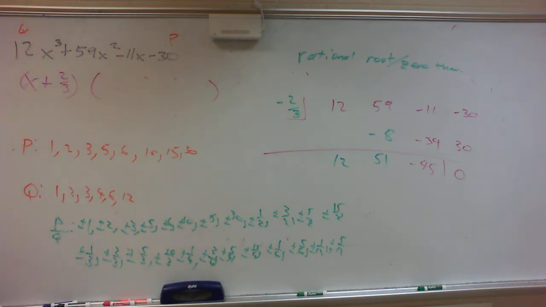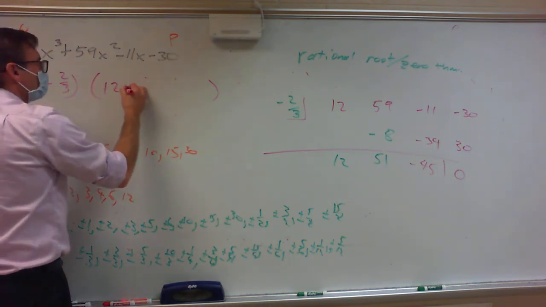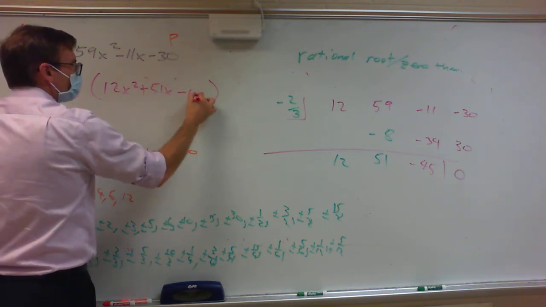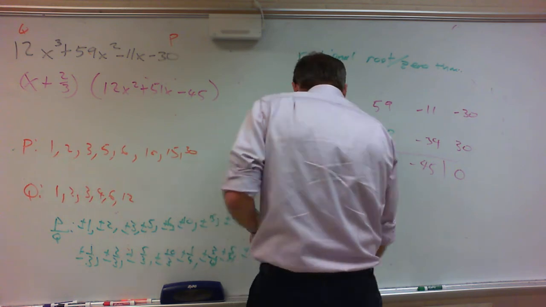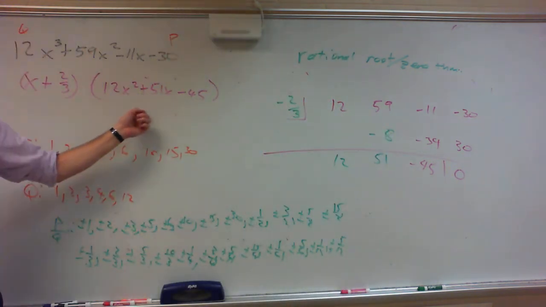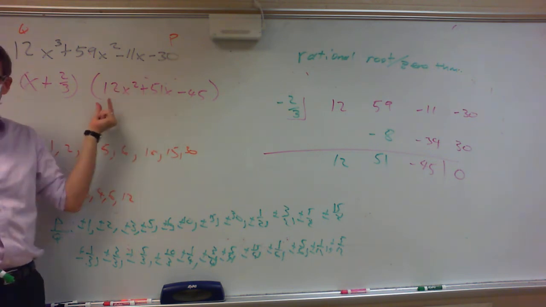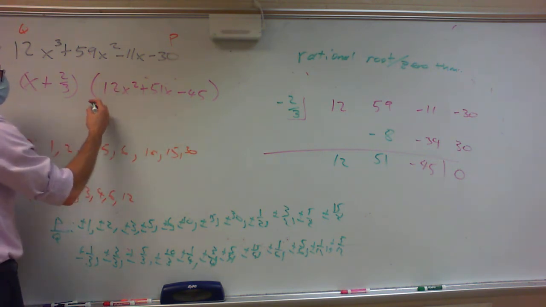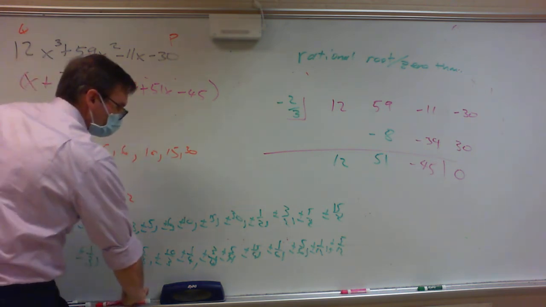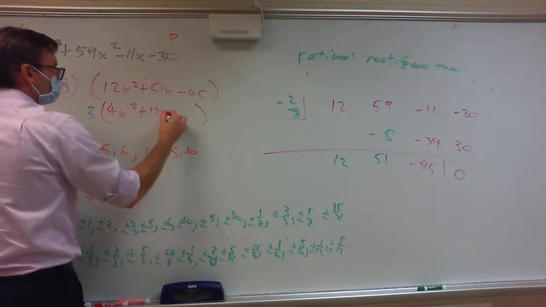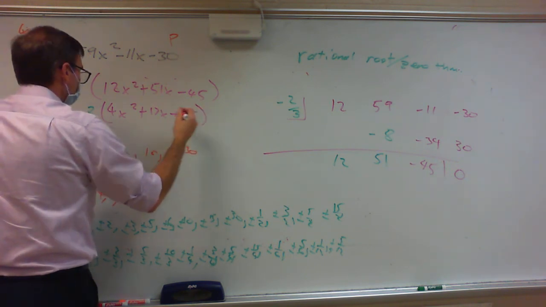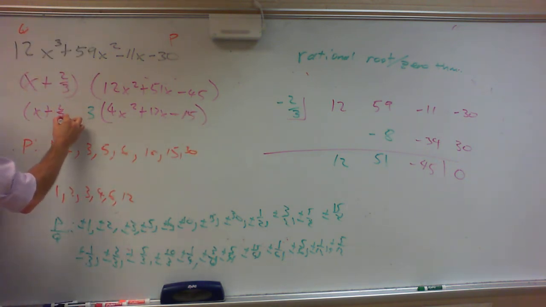And what goes here? 12x squared plus 51x minus 45. All right, does everybody see how? Because this is kind of consistent with the previous two examples. It's almost identical, but we have to do something. Is there something in common here? A 3. And so I'm going to factor the 3 out. If I pull a 3 out of this, then I'm left with 4x squared plus 17x minus 15. Then I have the x plus 2/3.